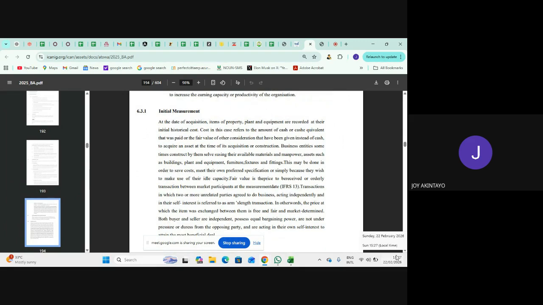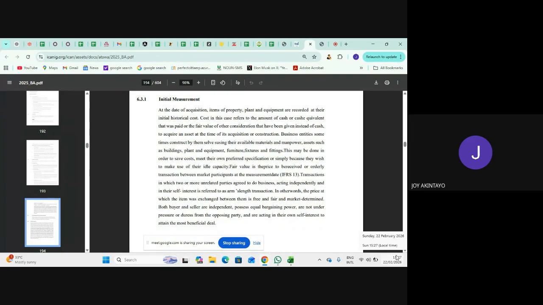So now, how do we measure non-current assets? At the date of acquisition, property, plant, and equipment are recorded at their historical cost. So we measure our non-current assets based on their historical cost. That is the cost at which they are being purchased, when they are being acquired. Are we together? Or constructed?